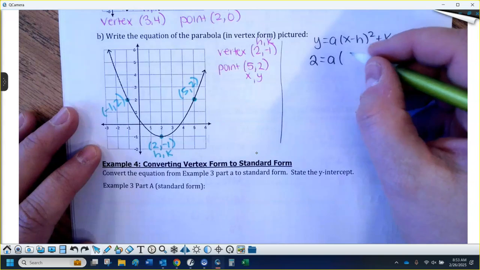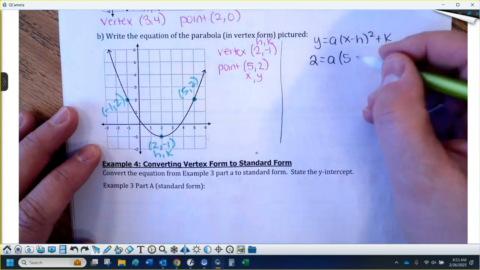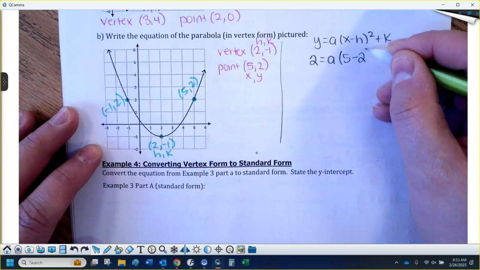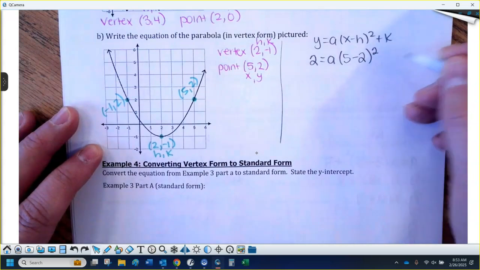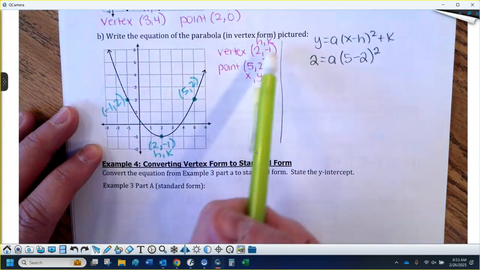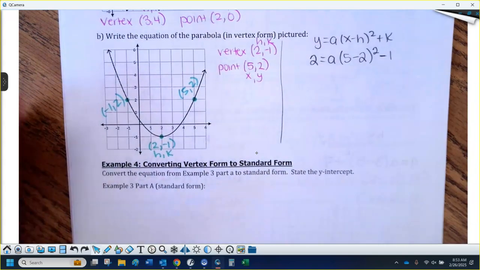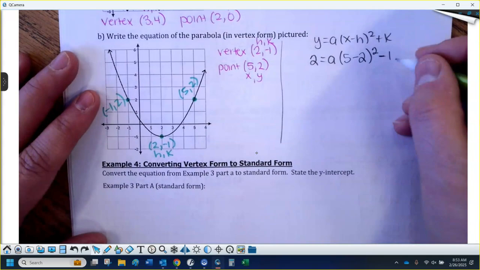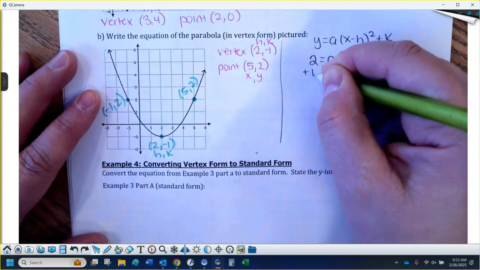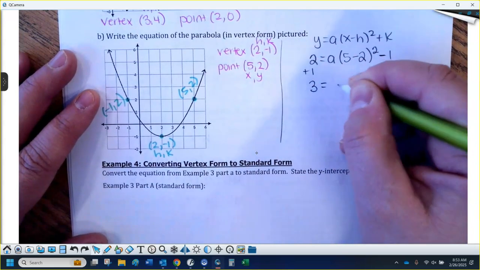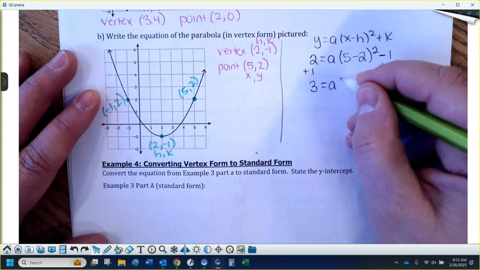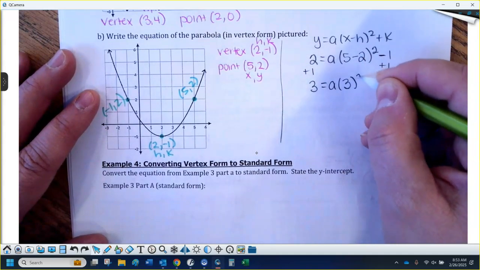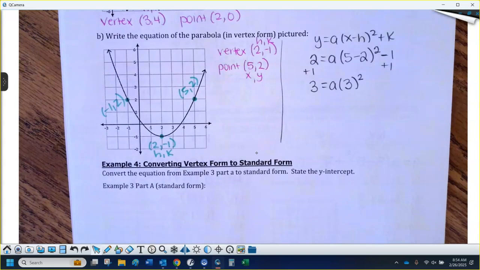All right, x-coordinate of the point is 5 minus the x-coordinate of the vertex, which is 2, and that'll be squared. And then on the end is just the y-coordinate of the vertex. That's -1. So when I plug that in, that'll look like a -1. And I'm just going to kind of do 2 steps in one. I'm going to add 1 to the other side here. So 2 plus 1 is 3. And in the parentheses, 5 minus 2 is also 3, actually. And that'll be squared. So just move the 1, and then I simplified the parentheses.